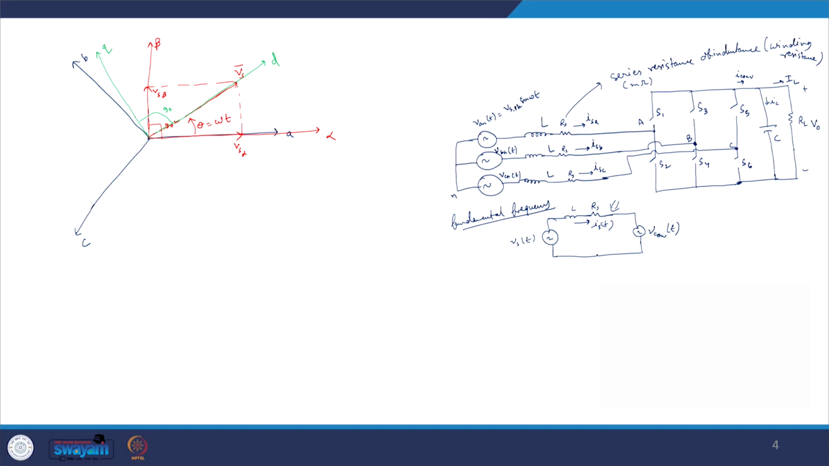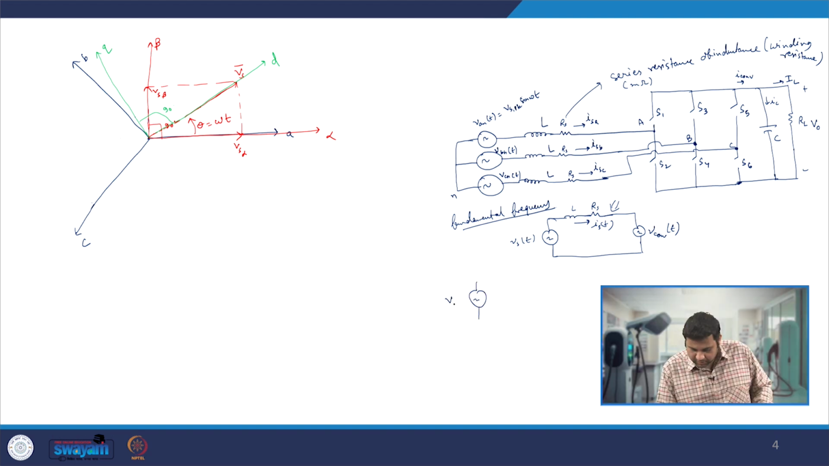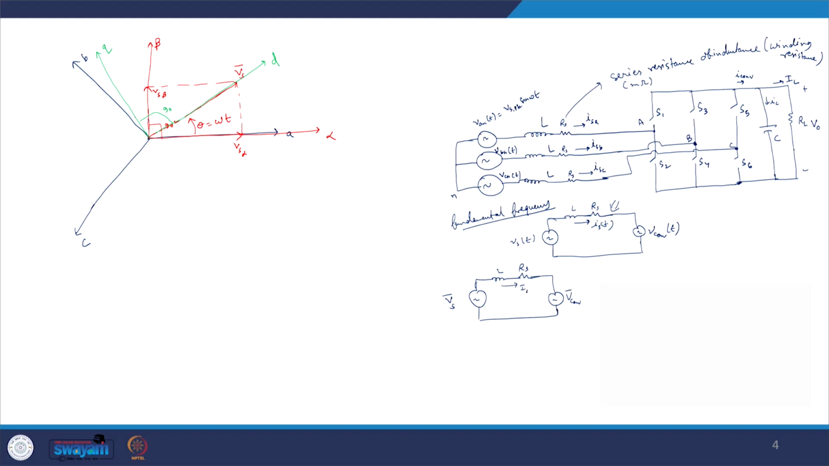So now, using this, let us try to draw it in vector terms. In vector terms, this is the Vs space vector, we have L, this is Rs, and then this is the V converter space vector, and then you have the Is space vector.